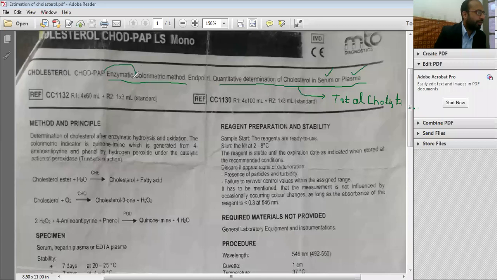Enzymatic means we will use enzymes for estimation of cholesterol in the serum, and colorimetric method means there will be formation of colored compounds at the end of this biochemical reaction, and that colored compound will be estimated by using a spectrophotometer. So we need a spectrophotometer for the estimation of cholesterol in the serum or blood plasma.